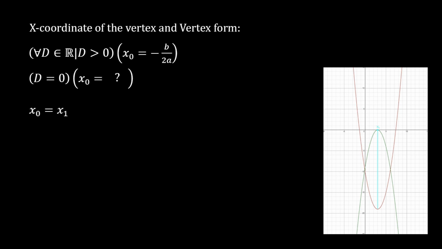Let's remember the formula for calculating roots. Since the square root of 0 is 0, we get x0 is equal to minus b divided by 2a. So, the statement about the x-coordinate of the vertex is true when d is equal to 0.